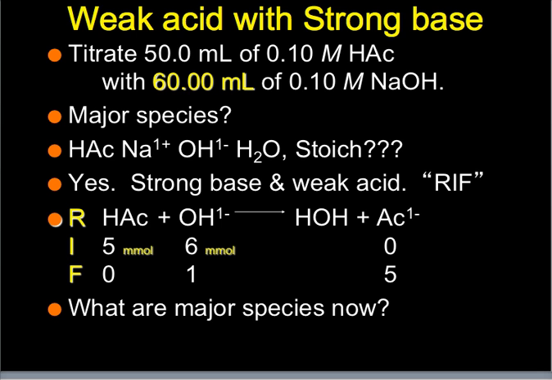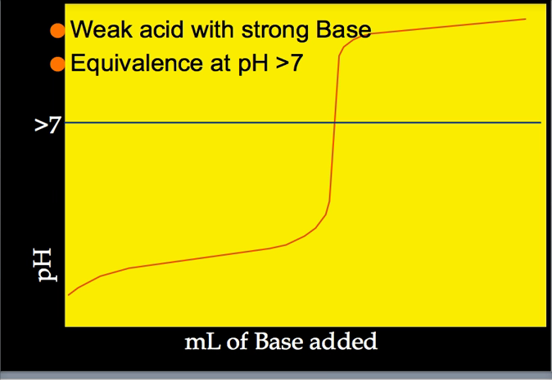My question to you is, is the pH at the equivalence point 7, above 7, or below 7? See if you can figure that out before the next slide. Hopefully you got it right. At the equivalence point, the pH is above 7. That's because the base is stronger than the acid.